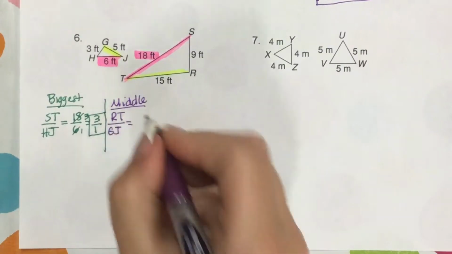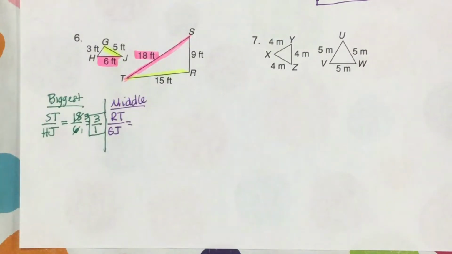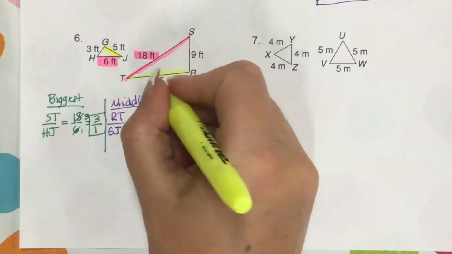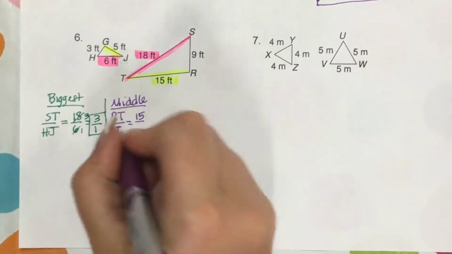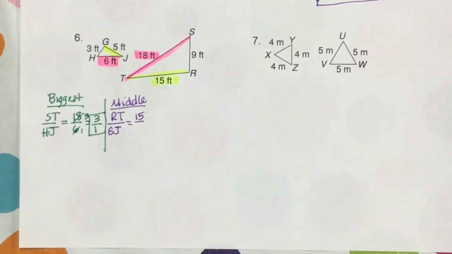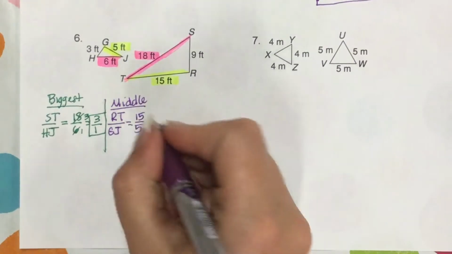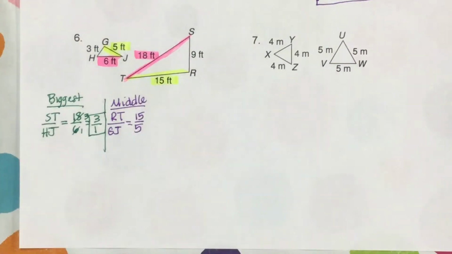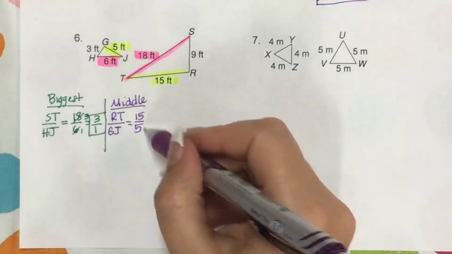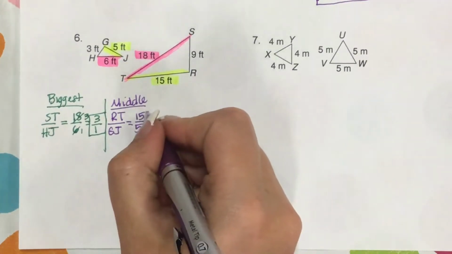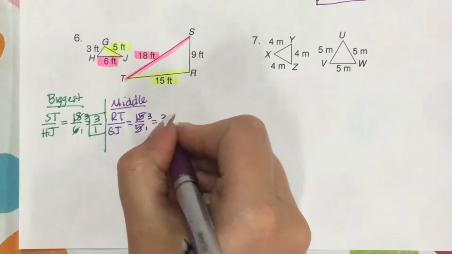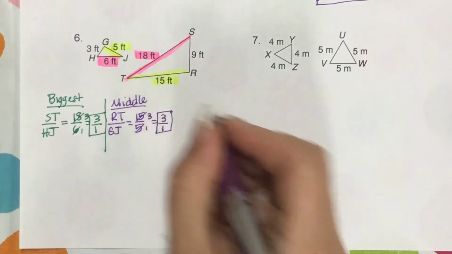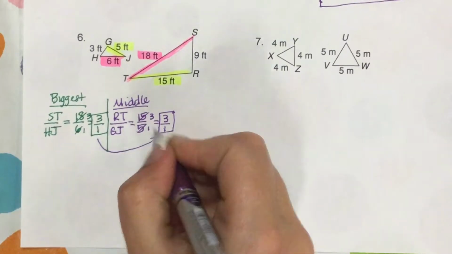Anyways, okay, moving on. We're going to fill in the numbers. RT is 15 over GJ is 5. Okay, and I'm looking for a common factor between 15 and 5. I would say yes, they have a common factor of 5. 5 goes into 15 3 times. 5 goes into 5 1 time. So our ratio is 3 over 1, which is awesome because that is the same.